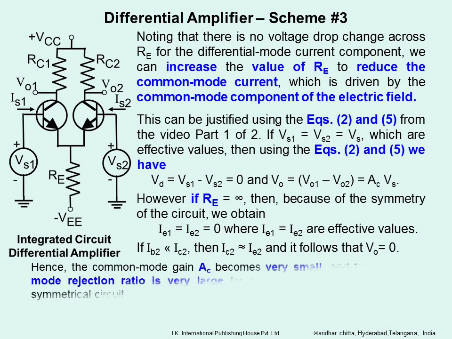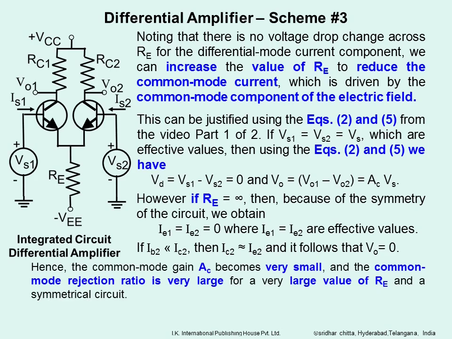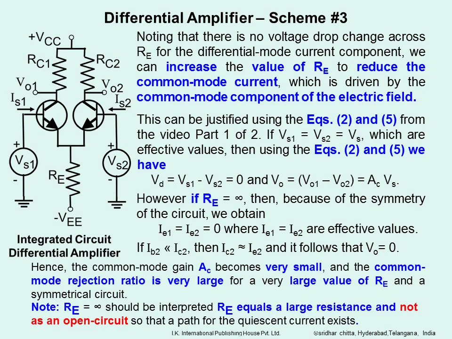Hence, the common mode gain AC becomes very small, and the common mode rejection ratio is very large for a very large value of RE and a symmetrical circuit. Note that RE equal to infinity should be interpreted as RE equals a large resistance and not as an open circuit, so that a path for the quiescent current exists.